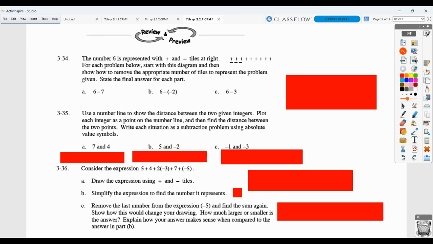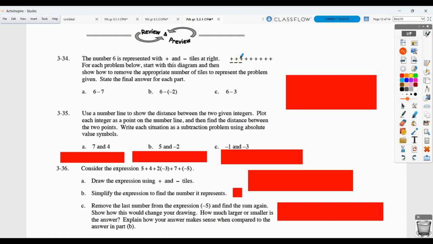So for 334, the number 6 is represented with positive and negative tiles as shown. They want you to start with this diagram for each one and then show how to remove the appropriate number of tiles to represent the problem given. So this is a value of 6 because it has 3 zero pairs and 6 positives are left. Now, what they want you to see is that we can take this value of 6 and subtract away 7. If it doesn't have a sign, when we're subtracting it, we're subtracting positive values. So we're subtracting 7 positive values.